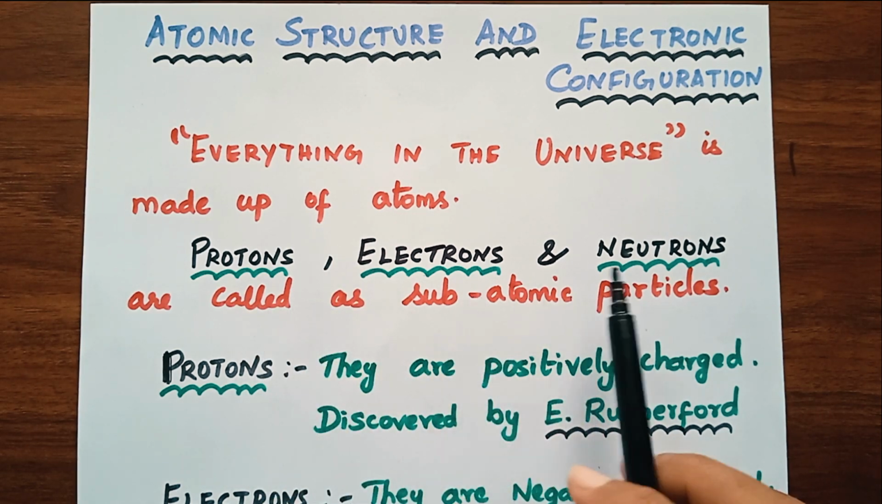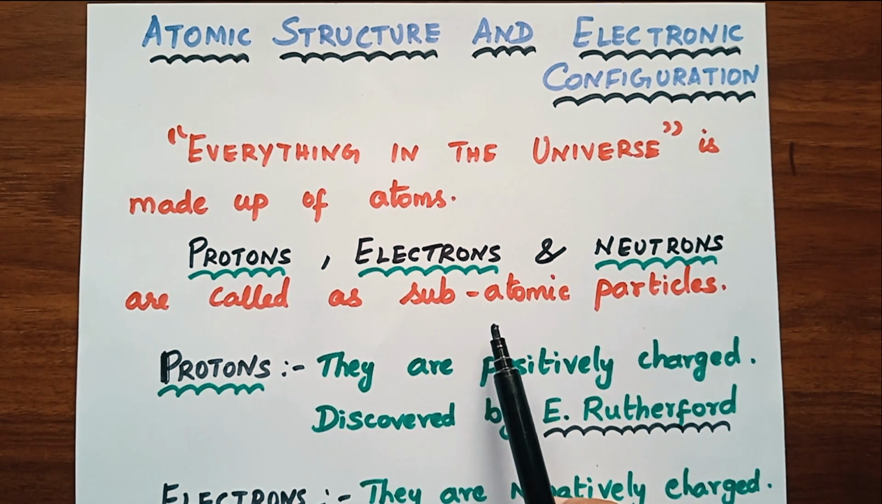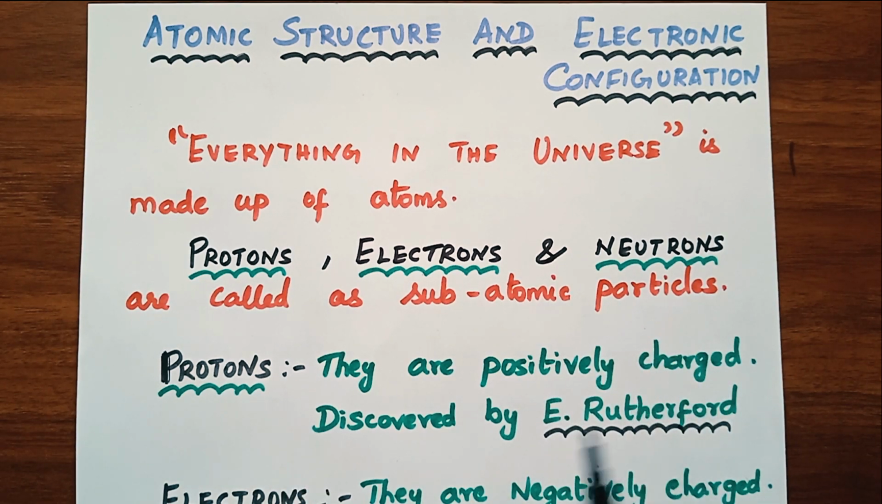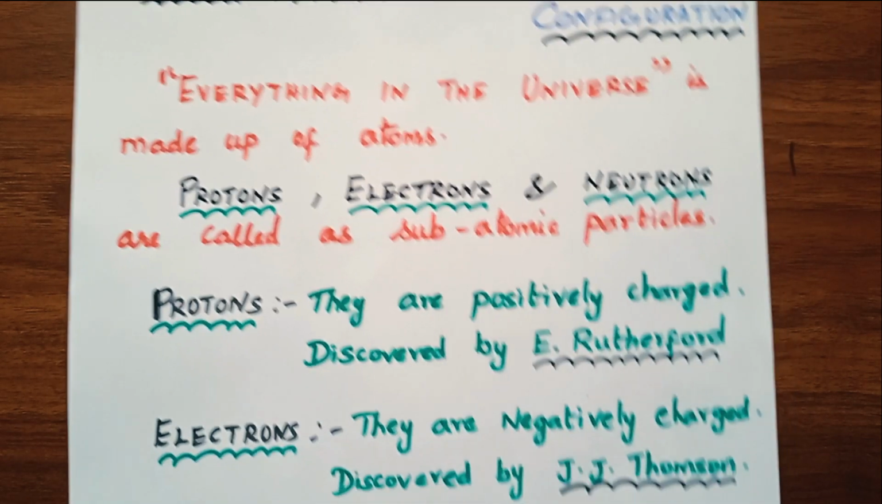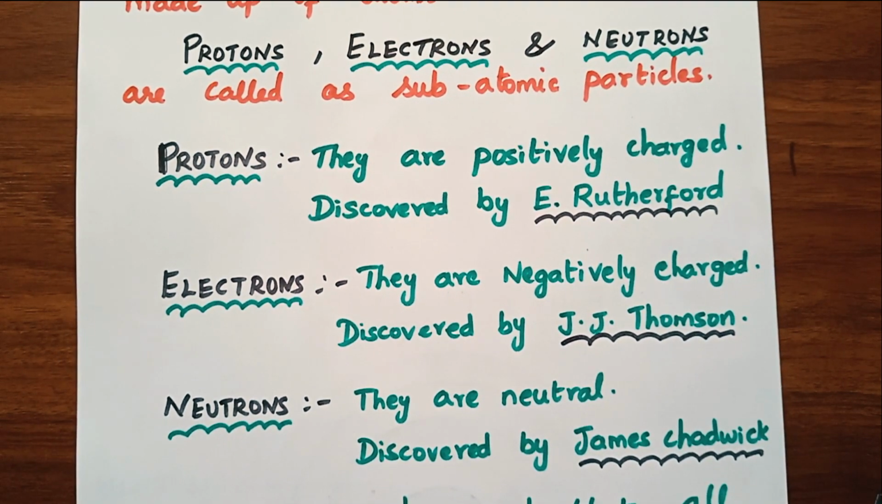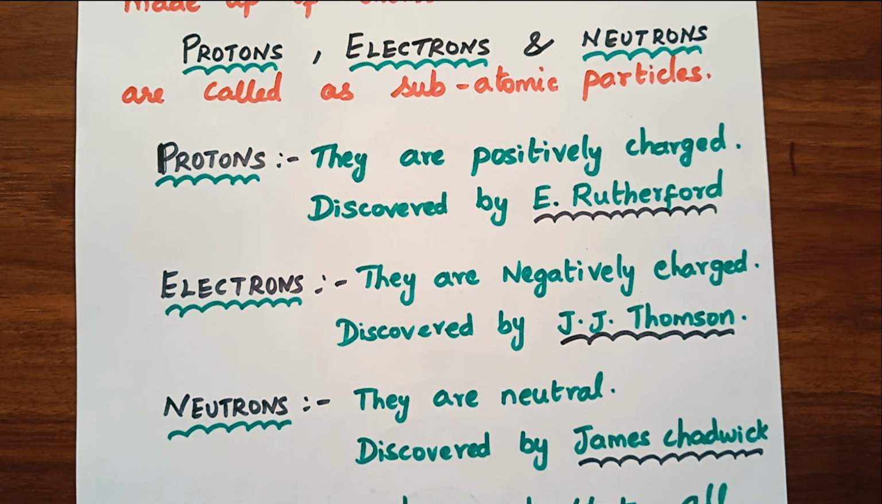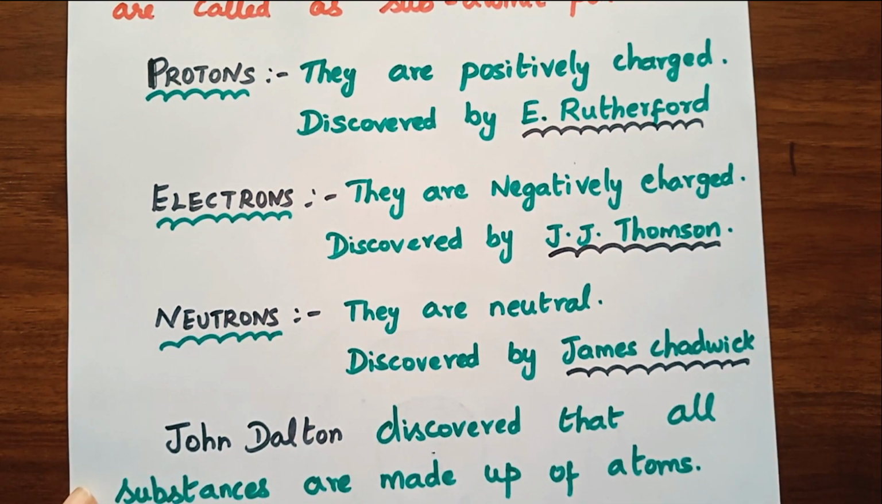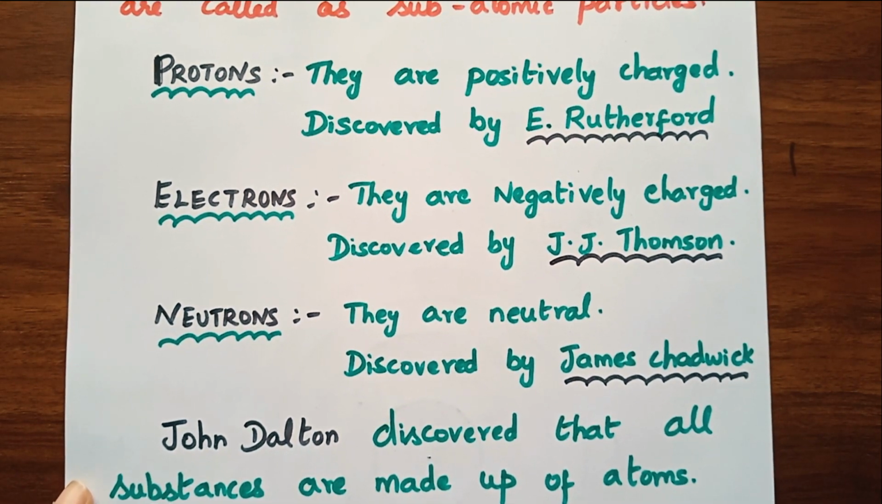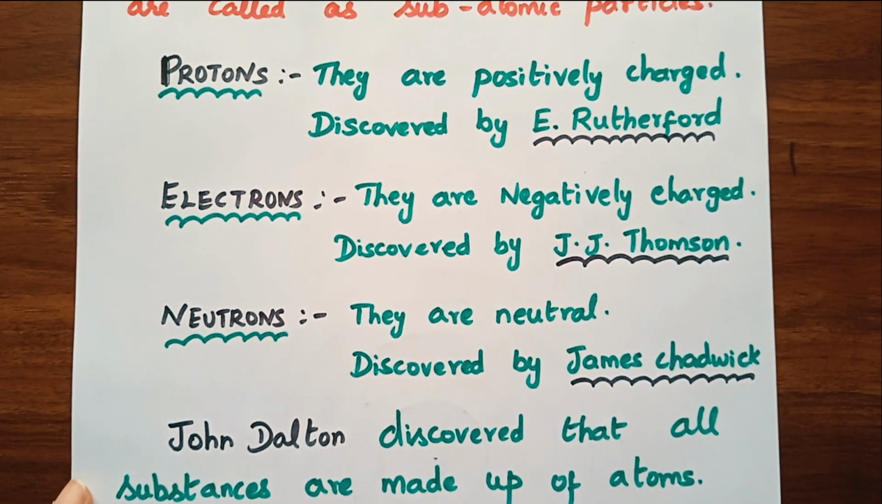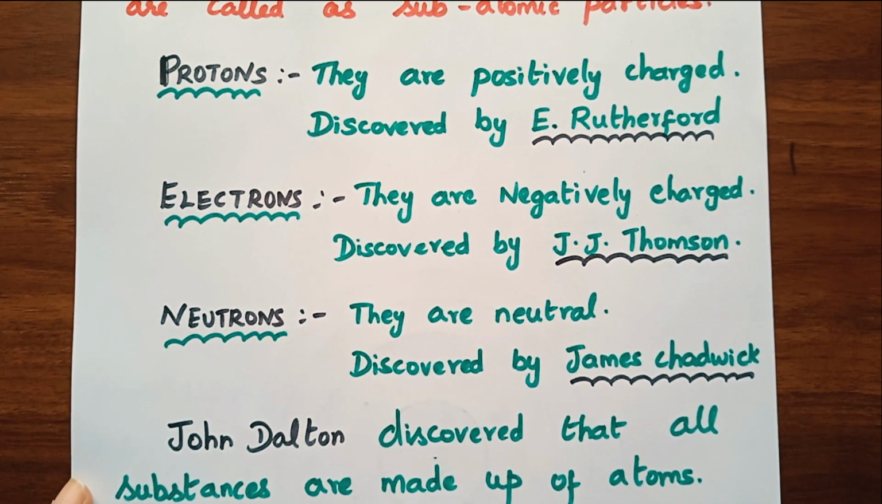Protons, electrons and neutrons are all called subatomic particles. Protons are positively charged and protons were discovered by Rutherford. Then electrons. Electrons are negatively charged and electrons were discovered by J.J. Thomson. And neutrons. Neutrons have no charge, they are neutral, and they were discovered by James Chadwick.